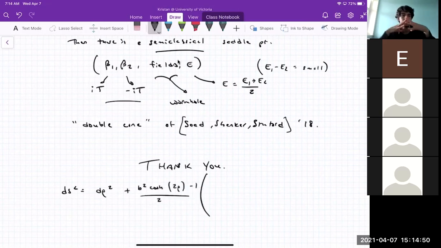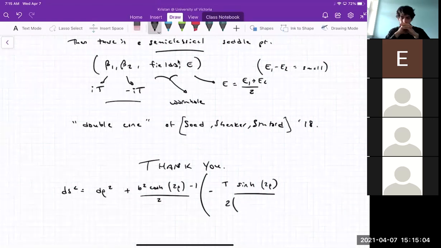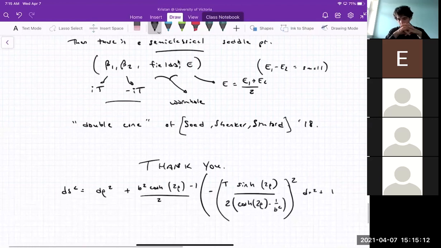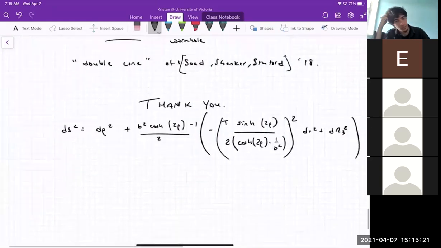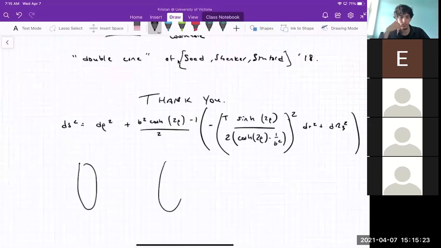What you get is minus... well, actually, let me not do the... so it's actually a Lorentzian signature metric. What it looks like is something like this, maybe better drawn.